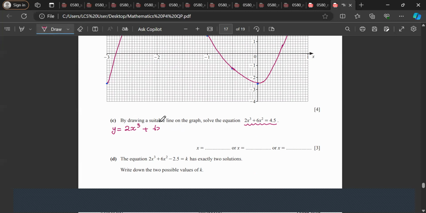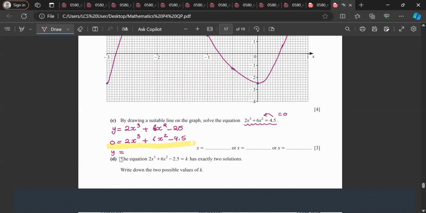Okay? What is the second equation? The second equation, I will send this inside, so it will be equal 0. So it will be 2x cubed plus 6x squared minus 4.5 equal 0. Any problem till now? Okay, can we subtract these together? Yes, look here. Y minus 0 equal y.